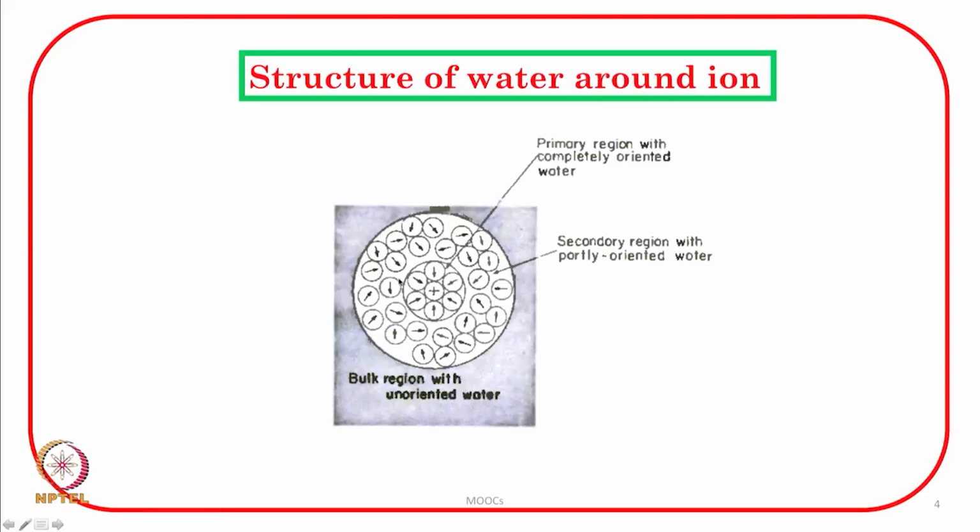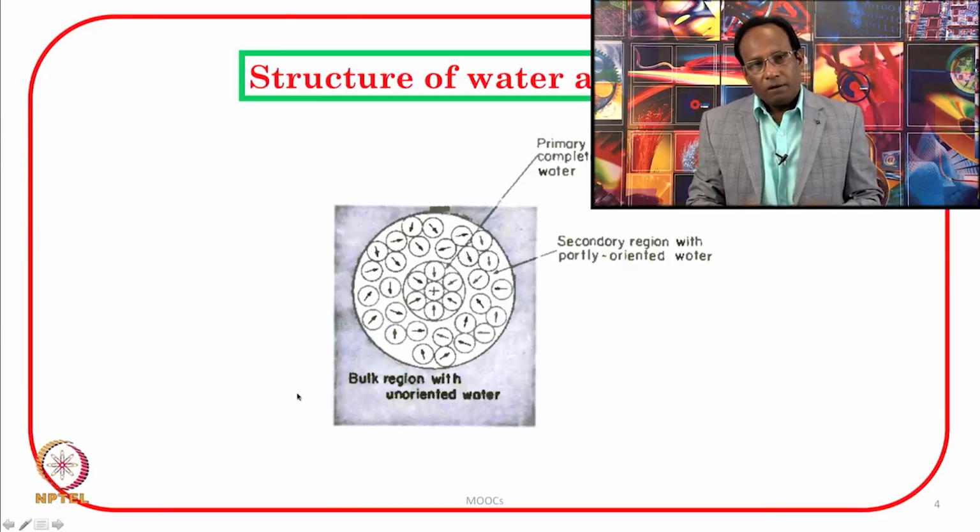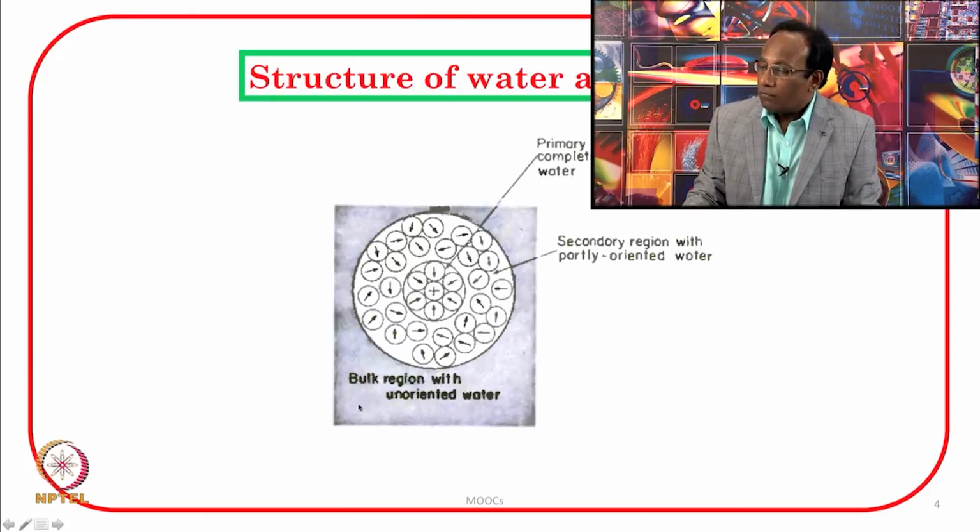So, beyond the primary hydration shell, these water molecules may compromise between the electrostatic field of the ion and the hydrogen bonding ability of the rest of the water molecules. And therefore, you see, their orientation is not exactly oxygen pointing out towards the central ion. However, they are in an intermediate orientation, and this is called the secondary region with partly oriented water. The primary region is with completely oriented water, the secondary region is with partly oriented water, and the rest of the water is bulk water. That is, in this shaded region you have a tetrahedral network of water which is in equilibrium with the monomeric water.